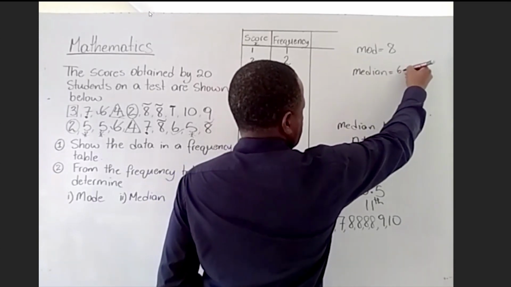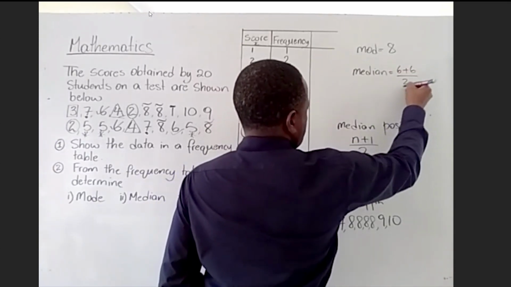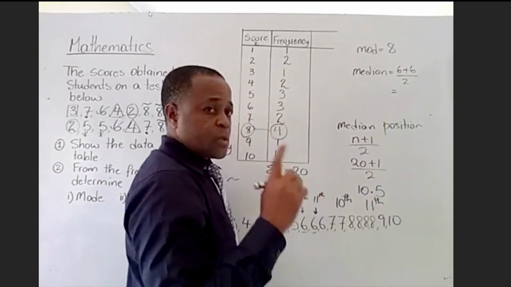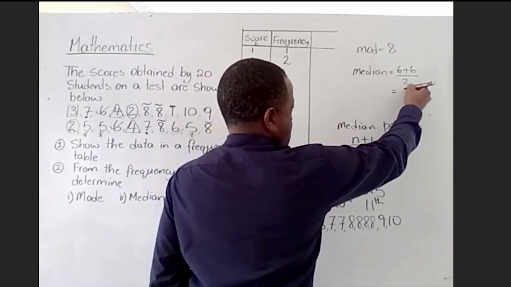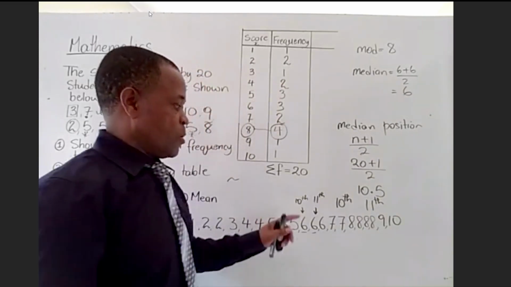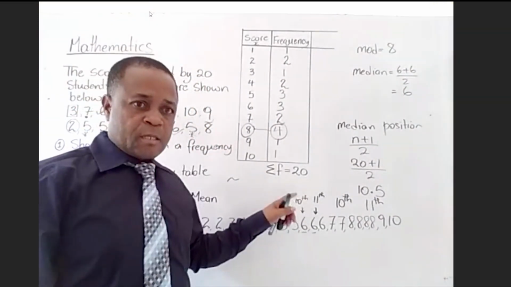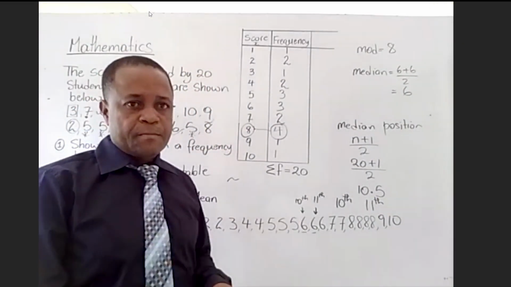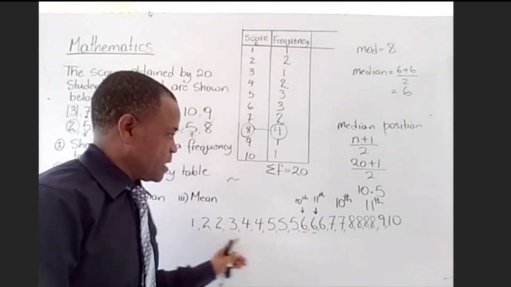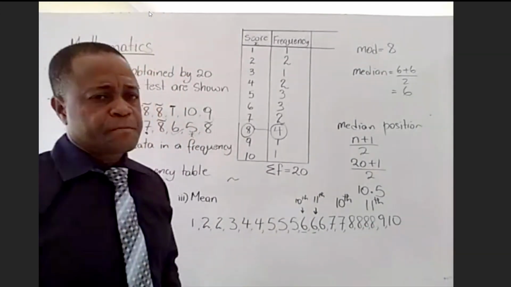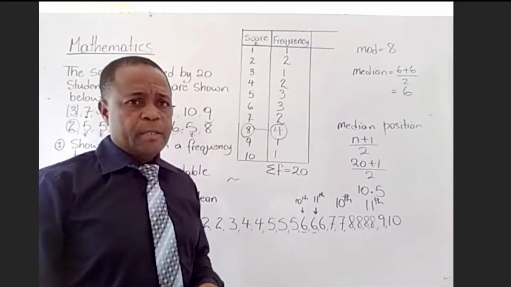So, therefore, the median here is equal to 6 plus 6 divided by 2. 6 plus 6 will give me 12. 12 divided by 2 will give me 6. So in other words, we're saying 6 is the score that appears in the middle. And that's easy when we have the raw data.